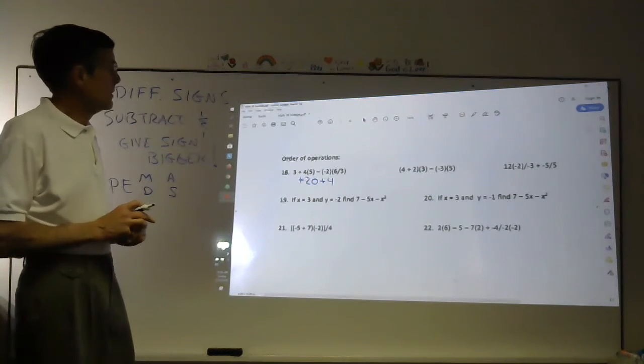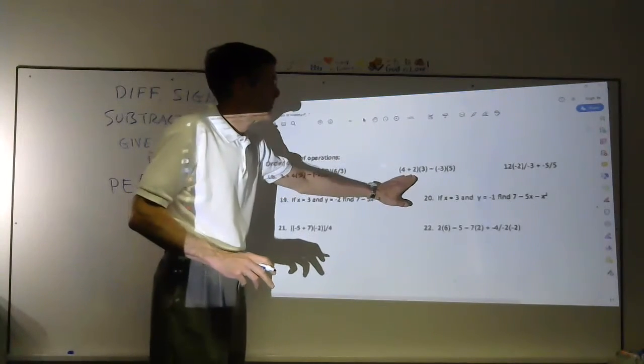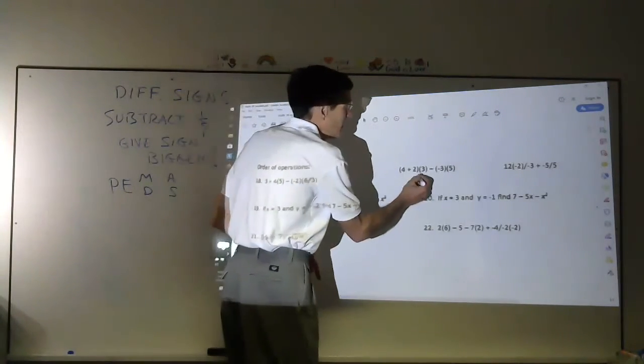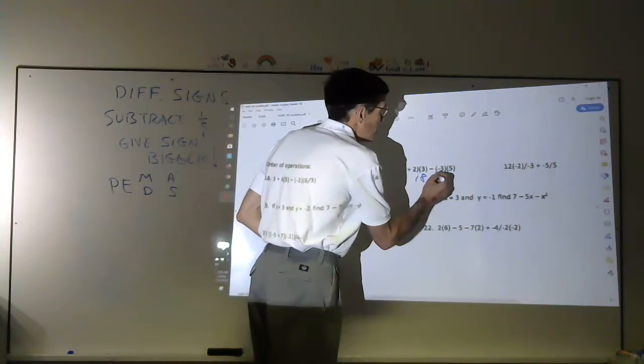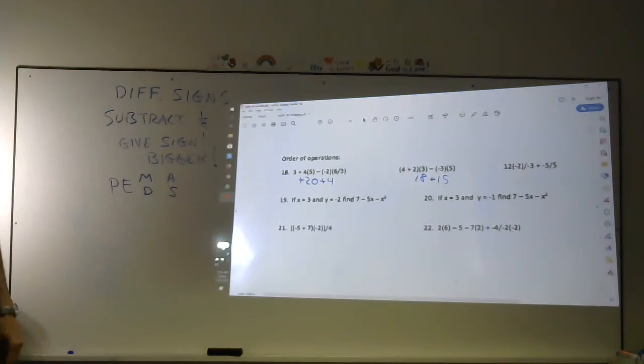Okay? Let's go over to this one. I've got some parentheses I need to do first. That's 6 times 3 is 18. Then two negatives make a positive 15. 18 and 15 is 33.